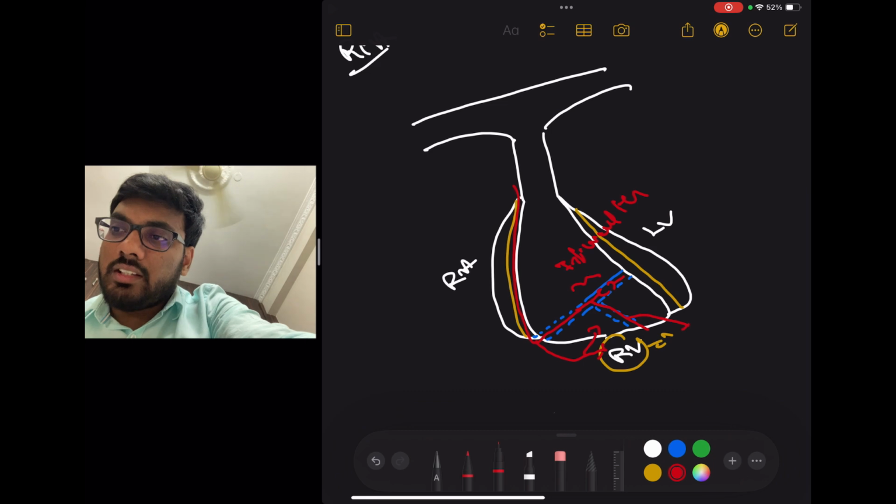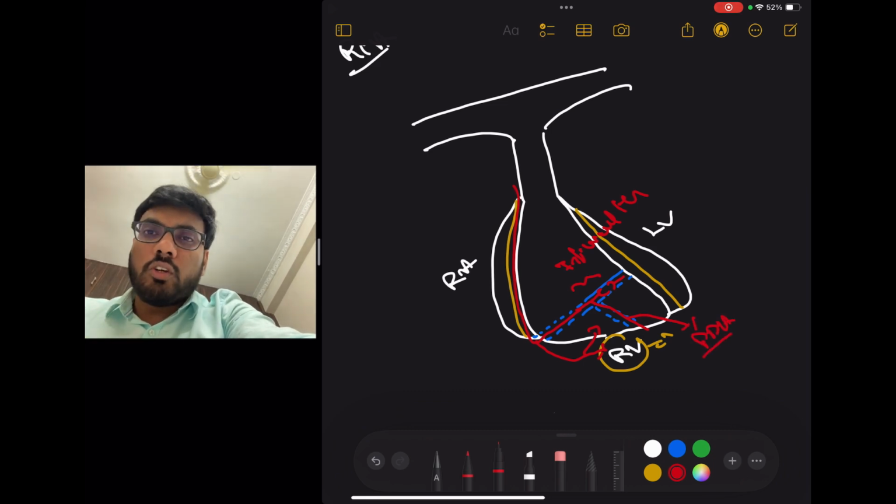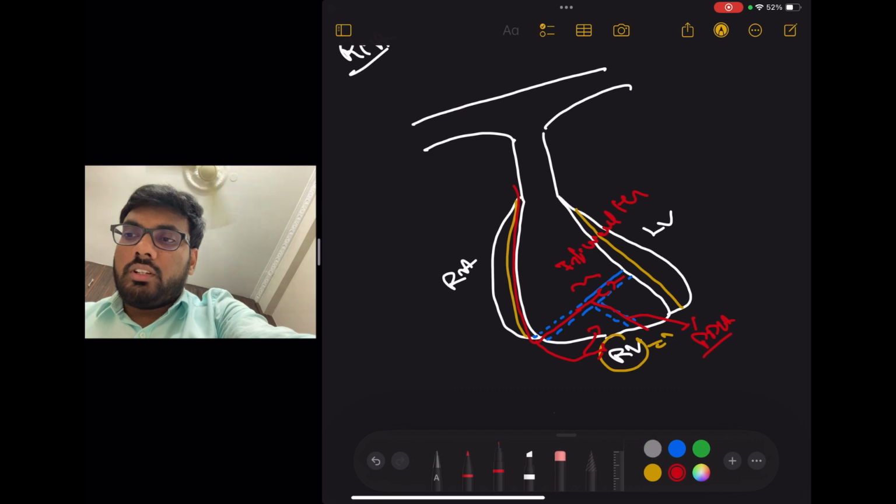This is known as PDA, the posterior descending artery, usually a branch of RCA. Depending upon the origin of PDA only, we have cardiac dominance. It usually arises from the RCA, that's why right cardiac dominance is common. Right. So what is the first branch of RCA, by the way?